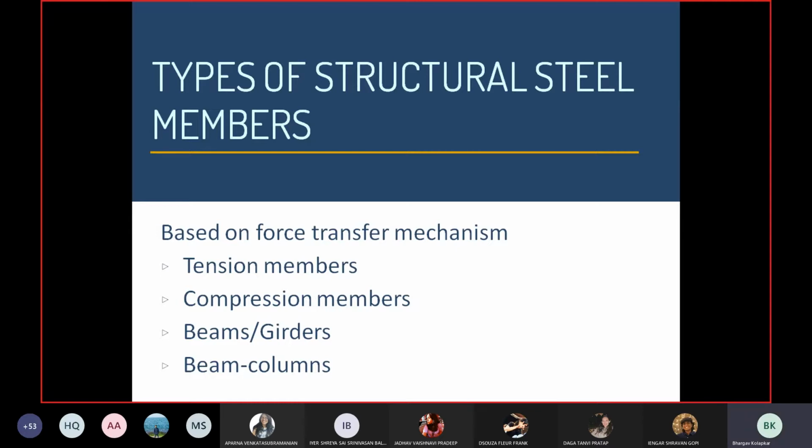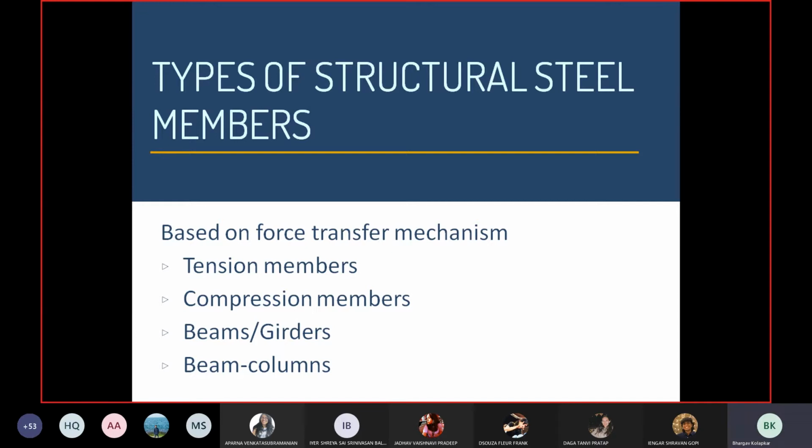Okay, so the basic types are, first, tension members. The name itself says that you will expect this member to carry a significant amount of tension. Another one is compression members. Examples are columns or bracing members, and so on. The third one is beams or girders, and the last one is columns, or in more specific terms, beam columns. So these are the 4 members that we are going to study, whose behavior we are going to understand, and we are going to learn how to design or analyze these members.